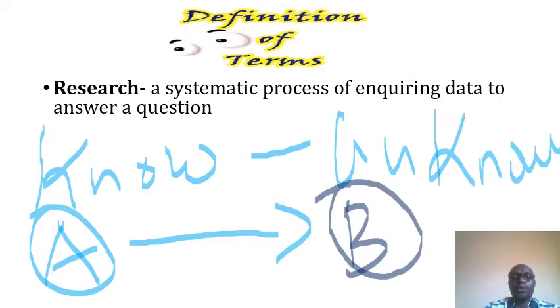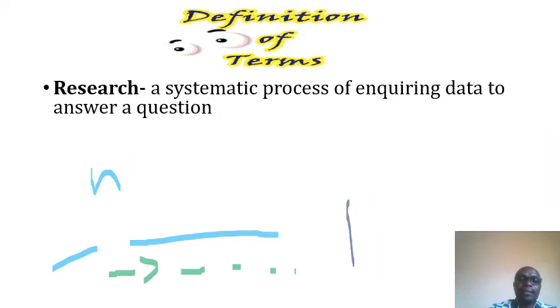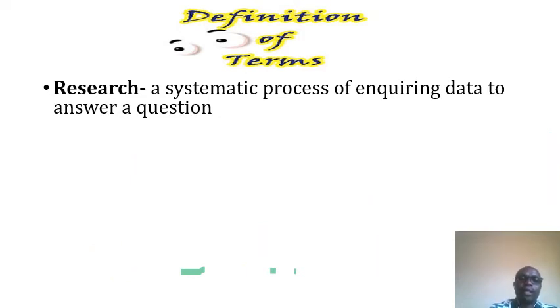So since you don't know this locality, you probably would use Google Maps and find out the direction to this point, and you'll be guided. So that process of getting from point A all the way to point B, you are doing a research and you are solving a problem of not knowing point B. So basically, research is moving from a point of knowing to a point of not knowing.